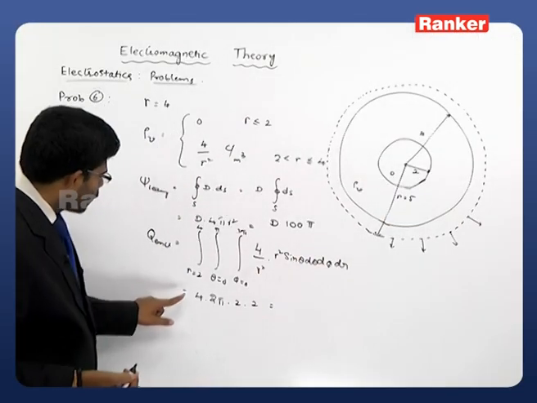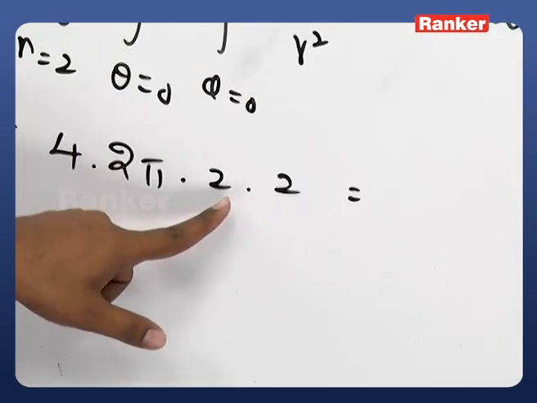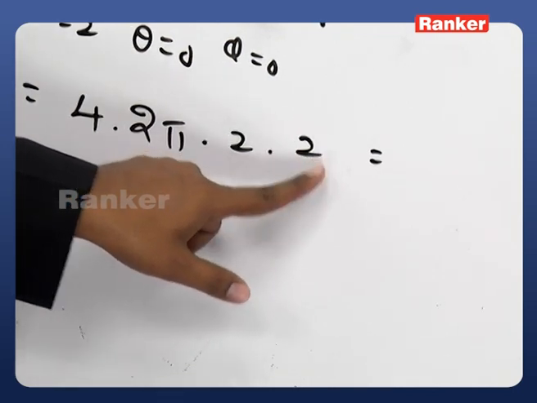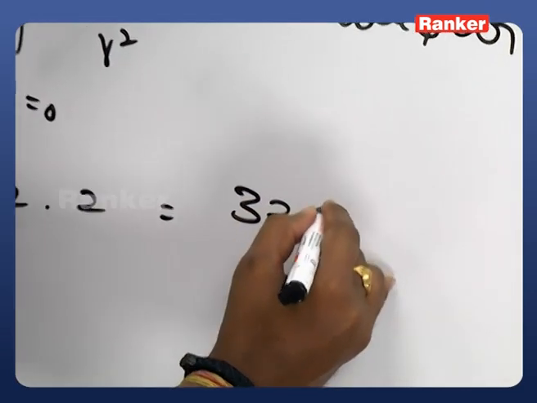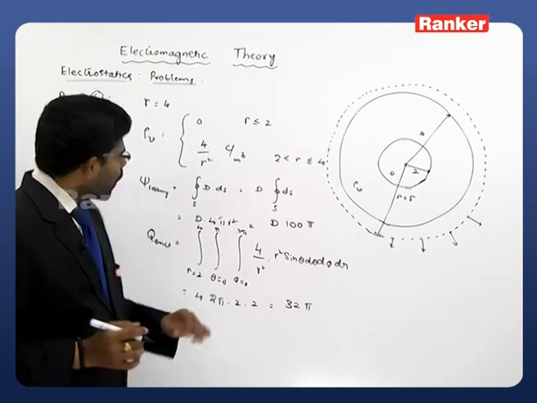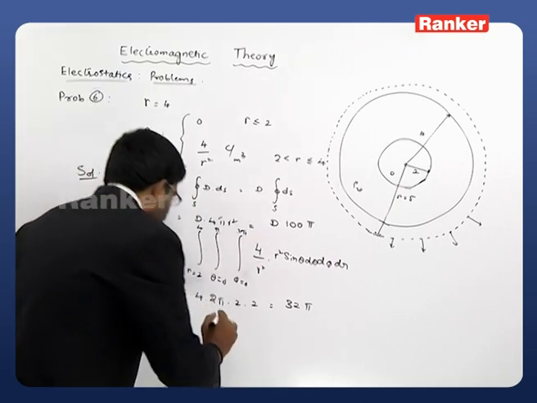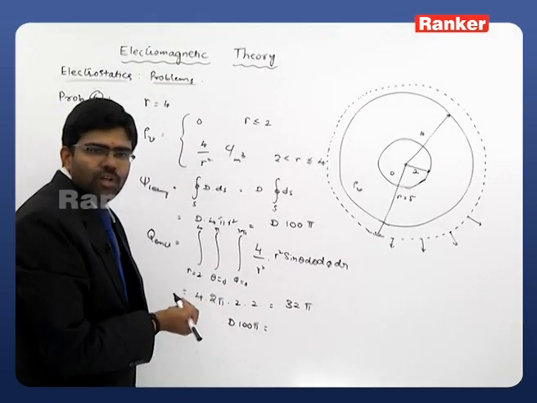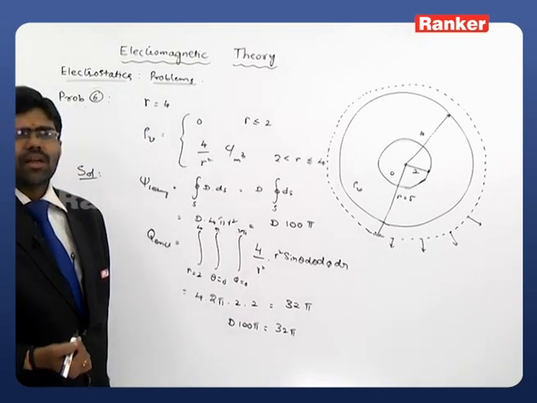So this is the equation. Once again check: this is 4, for phi it is 2 pi, for r it is 4 minus 2, which is 2, and for sin theta d theta it is also 2. Therefore 16 into 2, 32 pi. So 32 pi is the total charge enclosed within that Gaussian sphere. So what we calculated, the flux leaving and total charge enclosed, make them equal. Therefore D times 100 pi, the total flux leaving, equals 32 pi, the total charge enclosed.